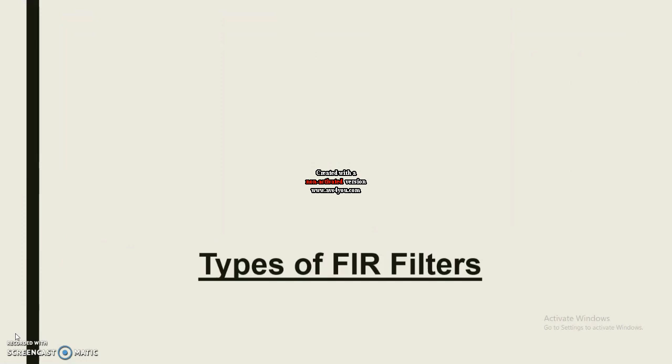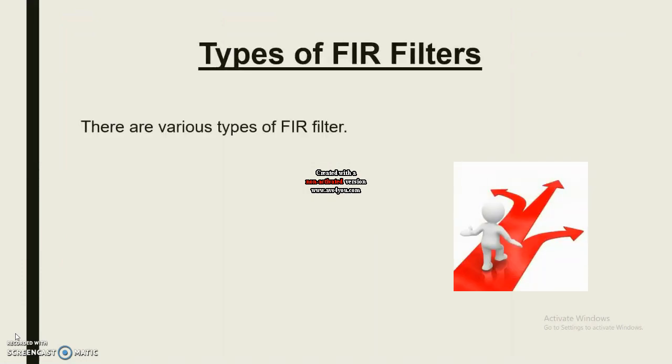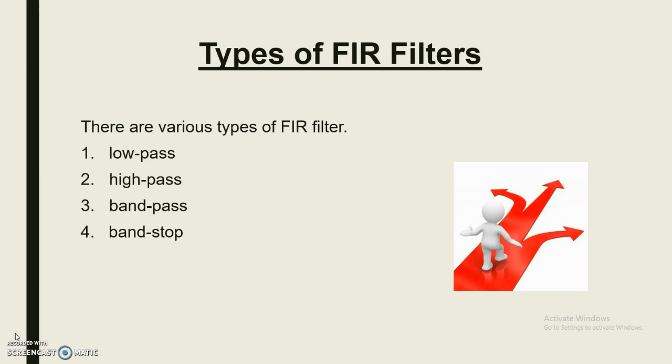Types of FIR filters. There are various kinds of filters, namely low pass filter, high pass filter, band pass filter and band stop filter. A low pass filter allows only low frequency signals through its output, so this filter is used to eliminate high frequencies. A low pass filter is convenient for controlling the highest range of frequencies in an audio signal.